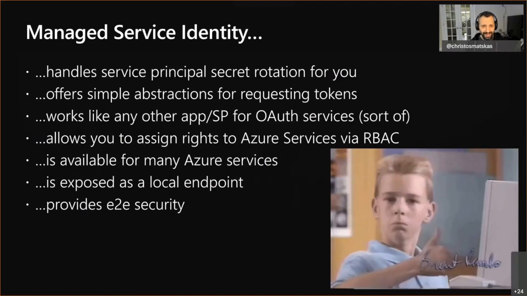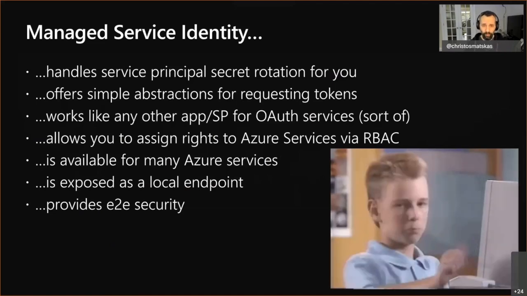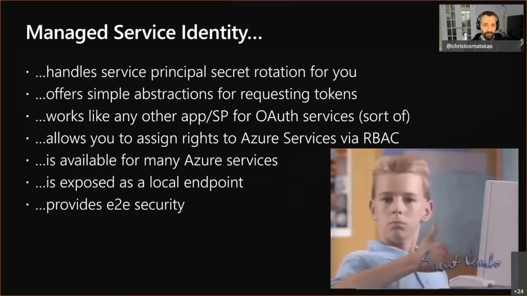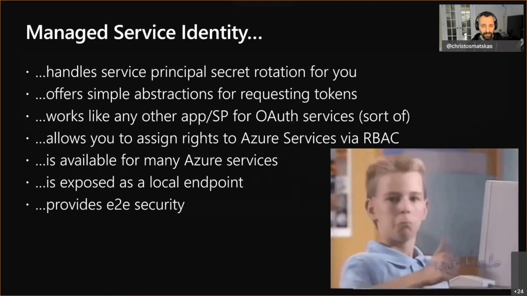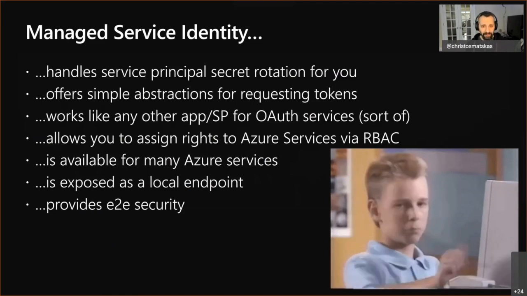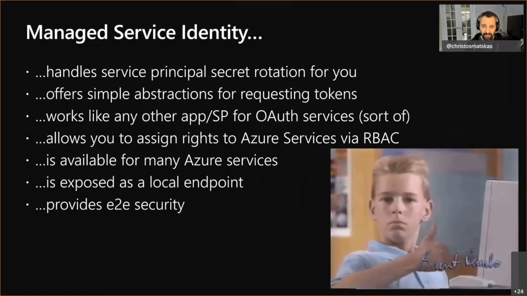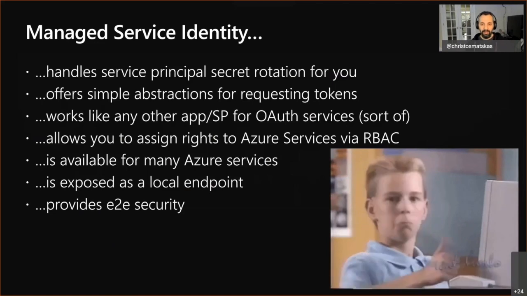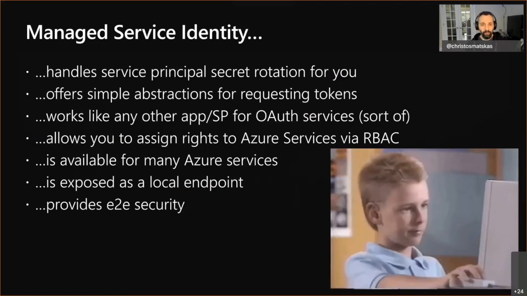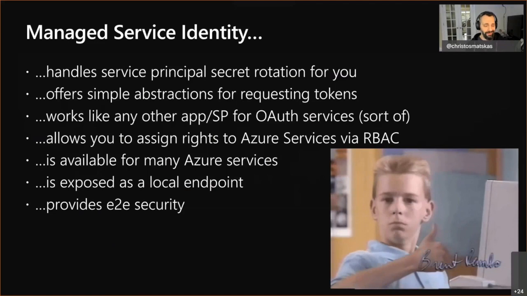It works like every other app or service principal on Azure AD. So you can actually use it in your code to do things as well. You can go and acquire the token manually. There's a well-known endpoint and what have you. It allows you to assign rights to service principals via RBAC, which means that if you are using a managed identity, you can say, I want this managed identity to only be able to go and get a key from Key Vault and nothing else. So with that, you don't have to worry about that account being compromised and then going and spinning up resources or deleting resources from wherever.